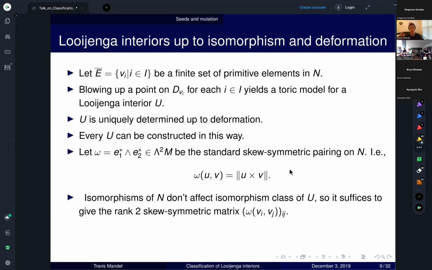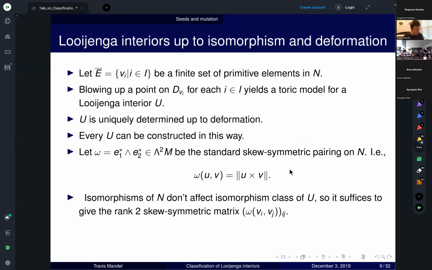Of course, it's not quite enough to just know which boundary divisors you're doing your blowups in, because you could choose your blowup at one point and then slide that around in that boundary divisor. That will just correspond to deformations of your Looijenga interior. For the most part, that won't have too big of an impact on your geometry. So I mentioned before, we're only going to care about these up to deformation for the most part.